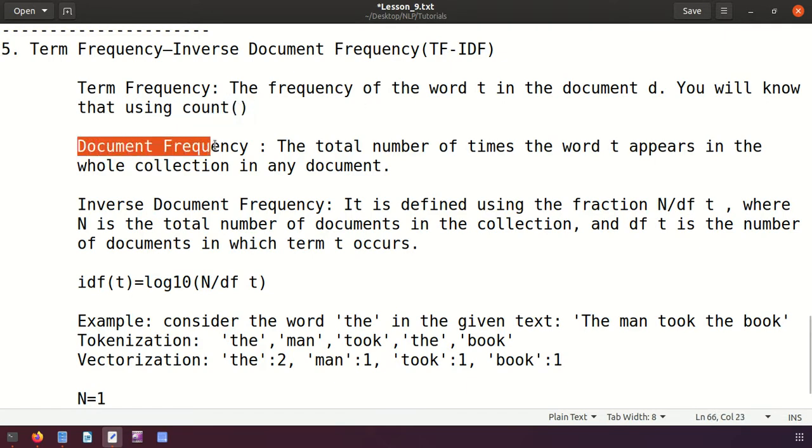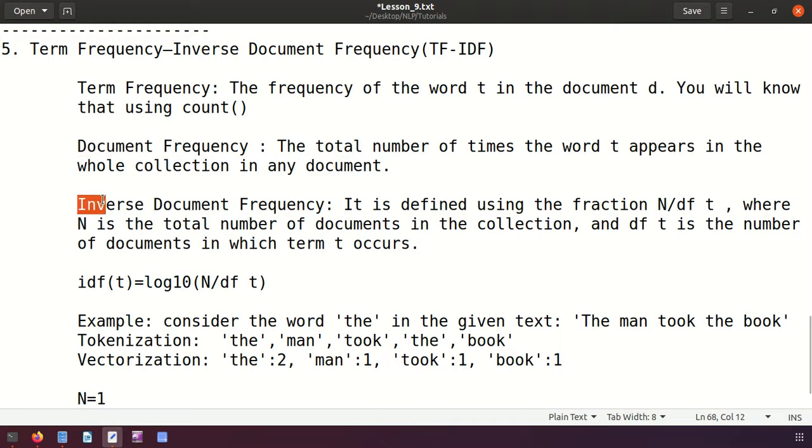And then we have the document frequency. The document frequency means the total number of times the word T appears in the whole collection, in any document. Like we have 3 documents. In a single document, if you are searching for this, that is called term frequency. If in all the documents you want to find the frequency of this, that will be considered as another frequency called document frequency. For example, in the first document this one is repeated 5 times, but in the second document it is repeated 2 times, then we got 7. In the third document it is repeated once, then the frequency for this will be 8, right? In the whole documents, that will be considered as the document frequency.